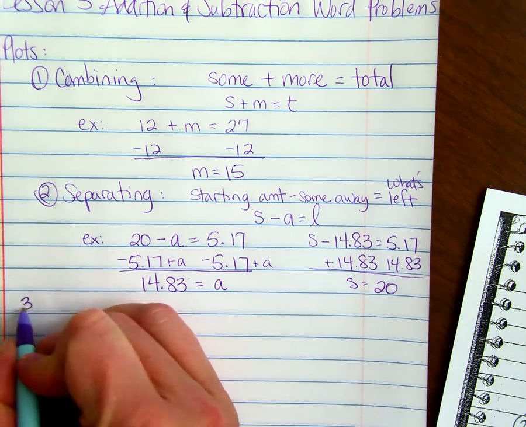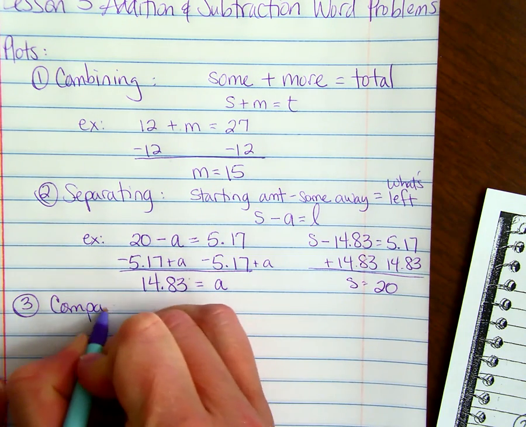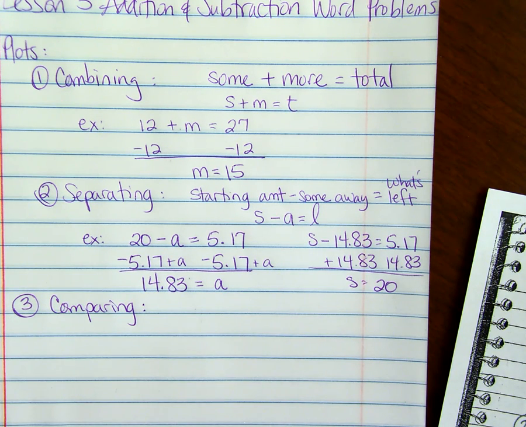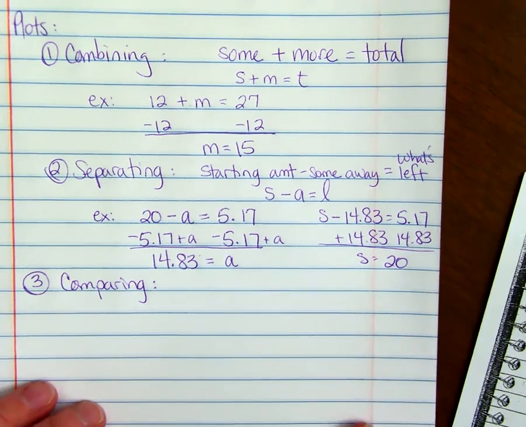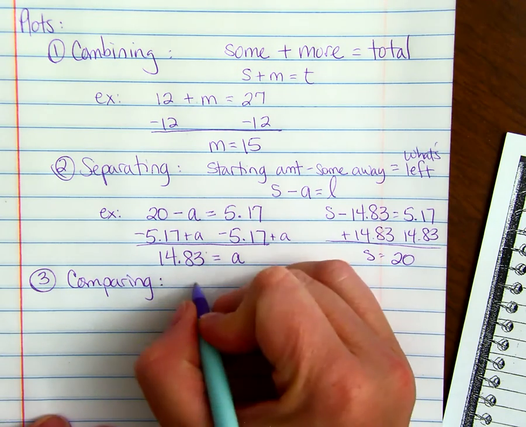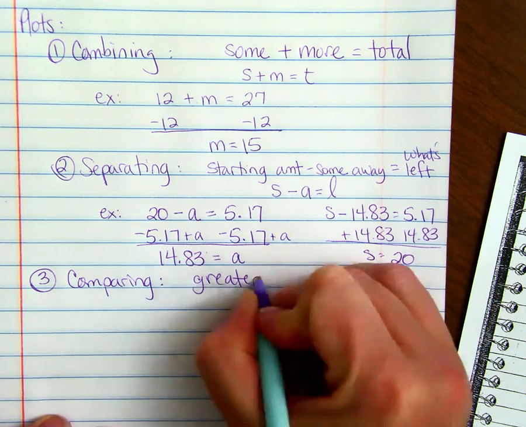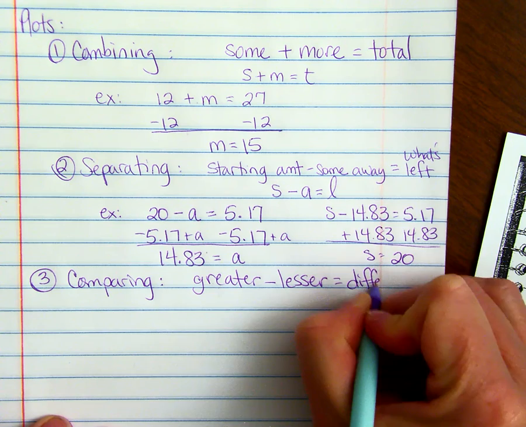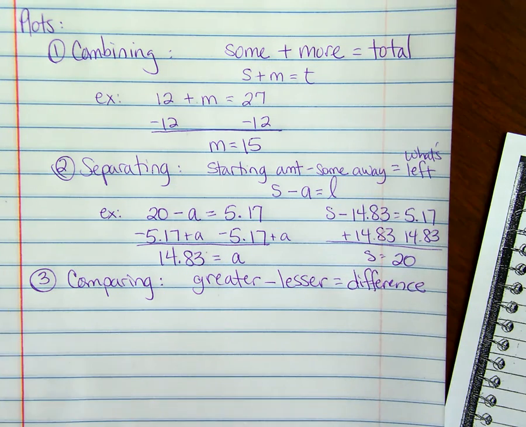Okay, comparing. A comparing problem would be like how much older am I than you? Or the difference in height. You're comparing how tall you are to somebody else. So we have greater, you just take the greater amount minus the lesser, and it gives you the difference. In the word problem, they can give you any two of those 3 things, but it still would be a comparing problem.